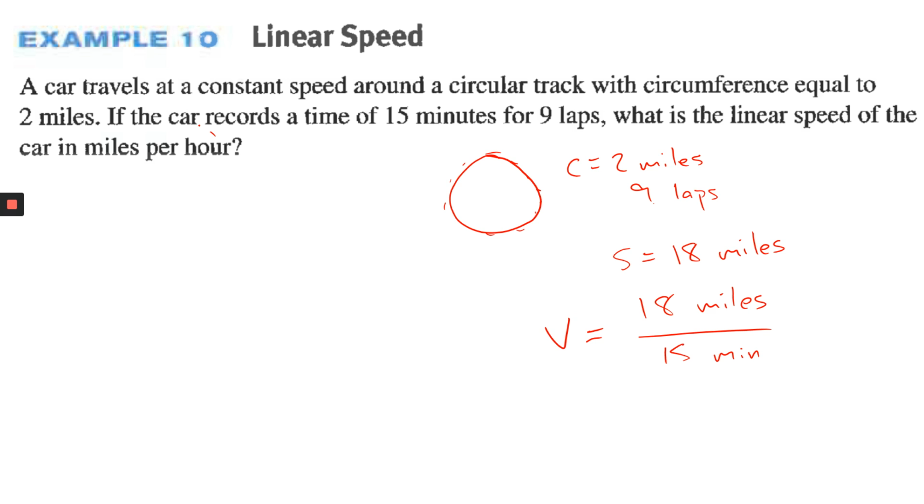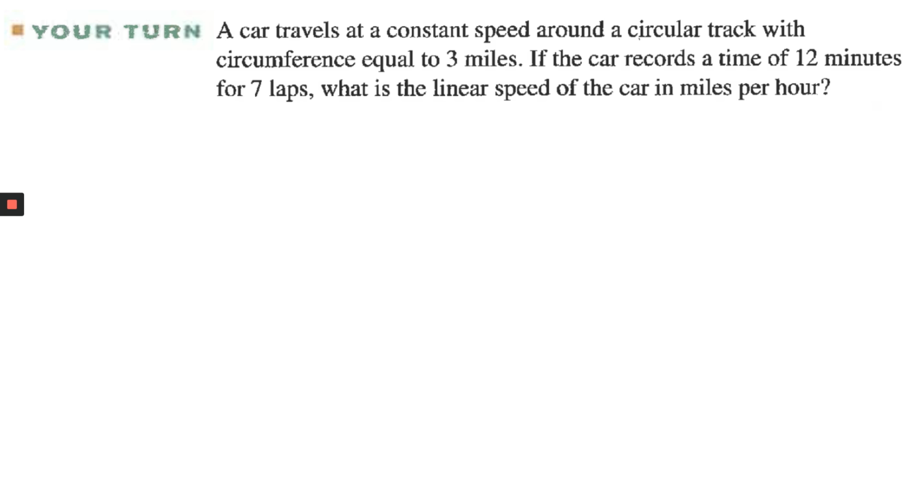But it does say we want this in miles per hour. So we're going to do a quick unit analysis. There are 60 minutes in 1 hour. And so now let's multiply this across. 18 times 60 divided by 15. And you get 72 miles per hour. Your turn.